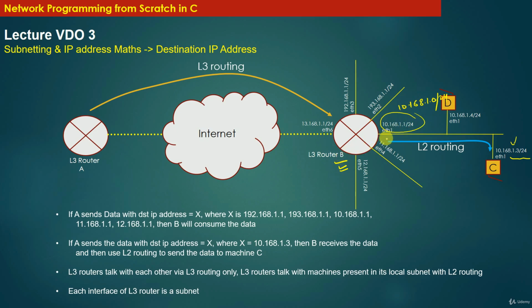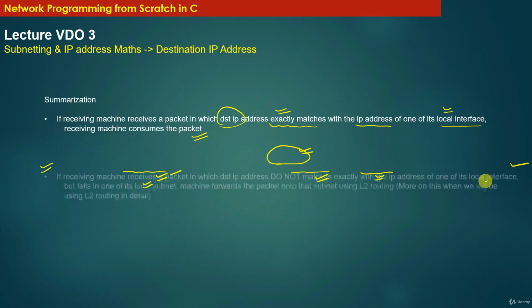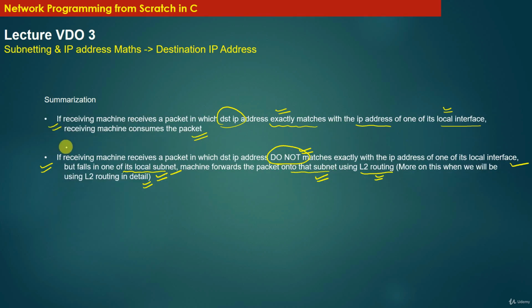Router B will forward the packet out of this interface, and using L2 routing, the packet eventually reaches its intended destination. You can see that the IP address configured on machine C exactly matches the destination IP address specified in the packet. Therefore, machine C is the actual consumer of the packet. So these two points are important.